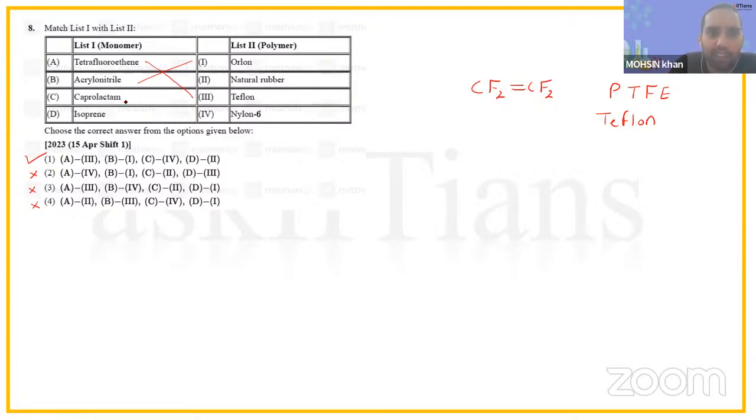Now we can match. Caprolactam monomer gives nylon 6. Isoprene, not Teflon. Isoprene is natural rubber. So these are the previous year questions from this chapter.